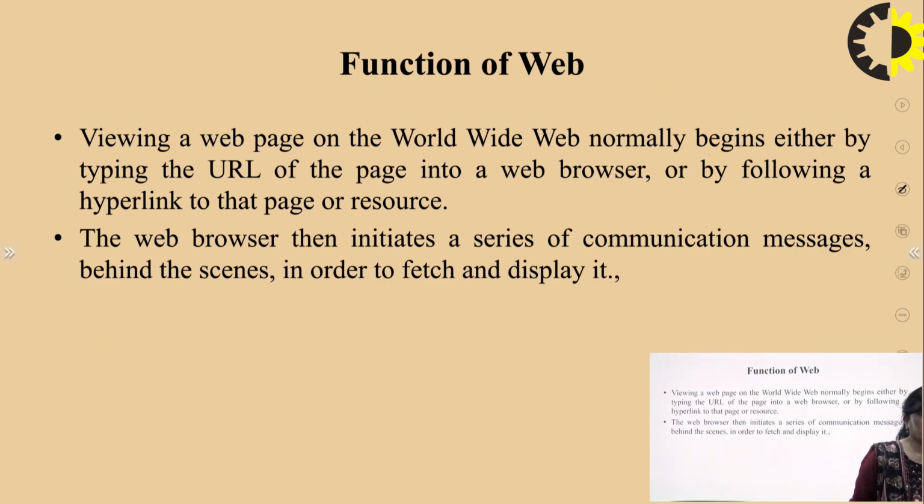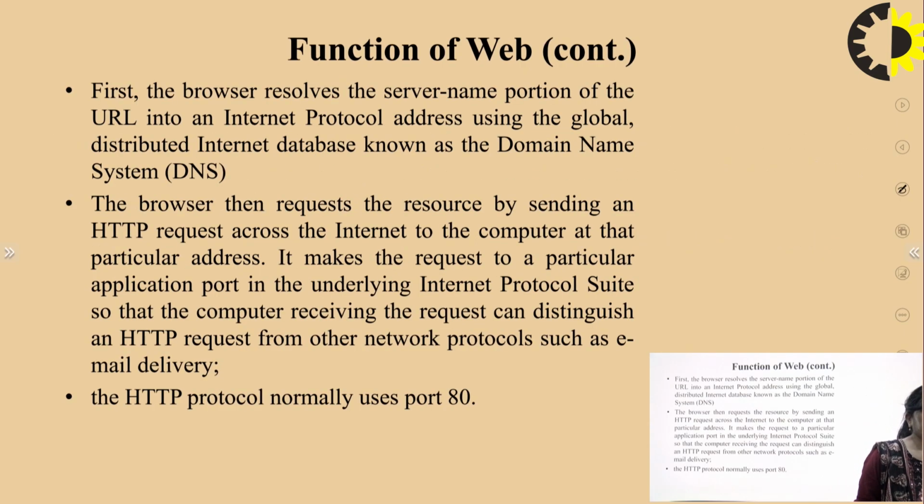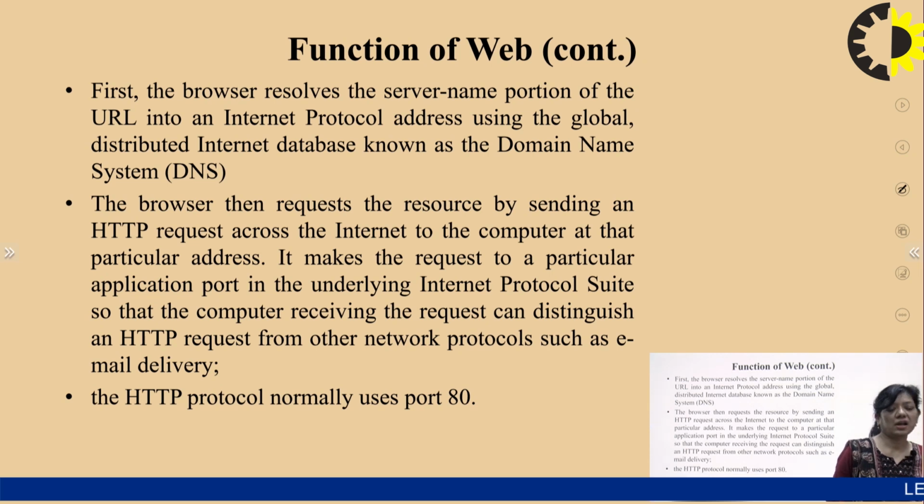Now the question arises: what are the functions of the web? Viewing a web page on the World Wide Web normally begins either by typing the URL of the page into a web browser or by following a hyperlink to that page or resource. The web browser then initiates a series of communication messages behind the scenes in order to fetch and display it. First, the browser resolves the server name portion of the URL into an internet protocol address using the global distributed internet database known as the domain name system, that is DNS.